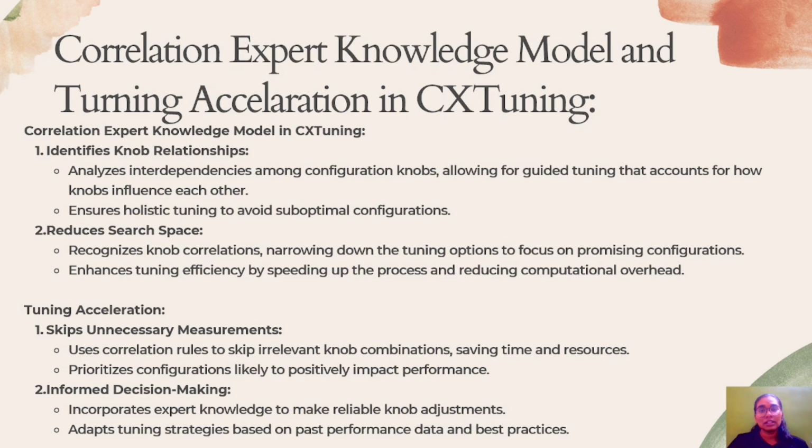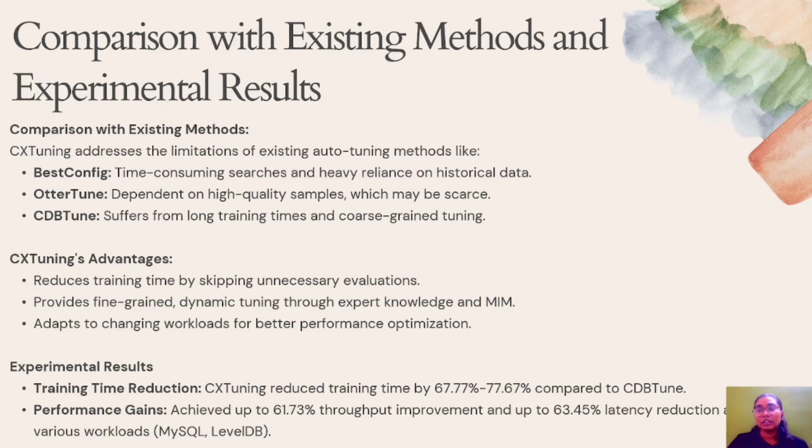It skips unnecessary measurements. It uses correlation rules to skip irrelevant knob combinations, which saves time and resources. It prioritizes configurations likely to positively impact the performance. Informed decision making incorporates expert knowledge to make reliable knob adjustments, and adapts tuning strategies based on past performance data and best practices. Now let's compare between the existing methods and the experiment results.